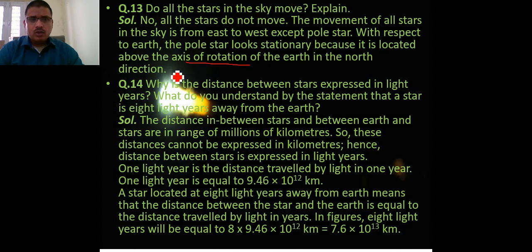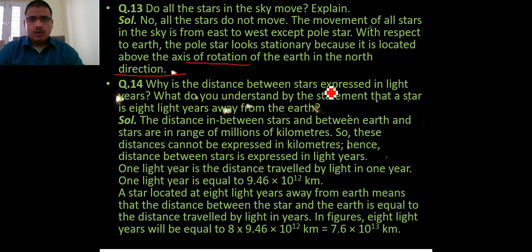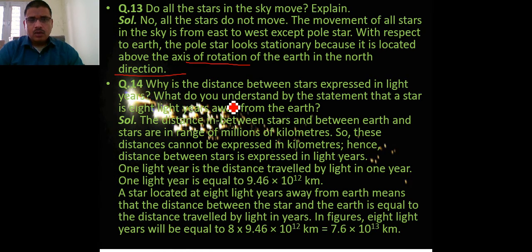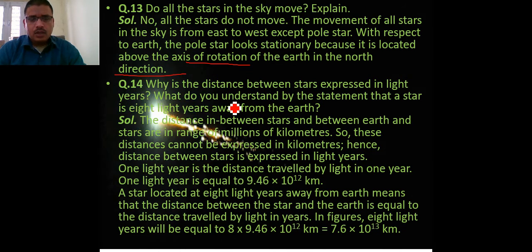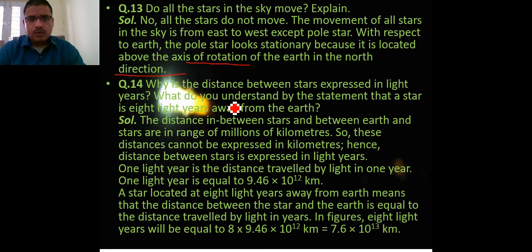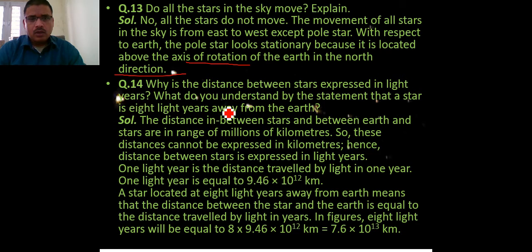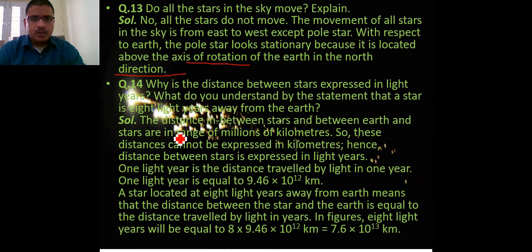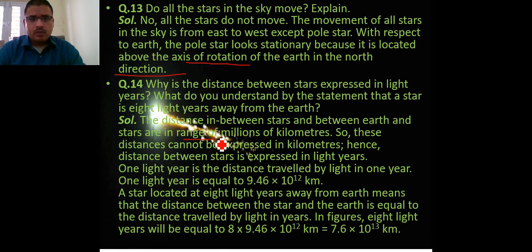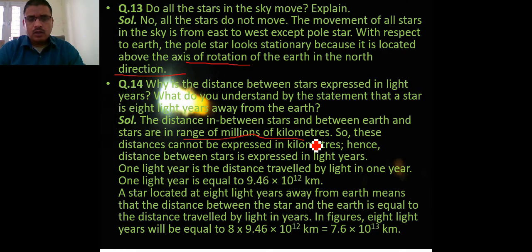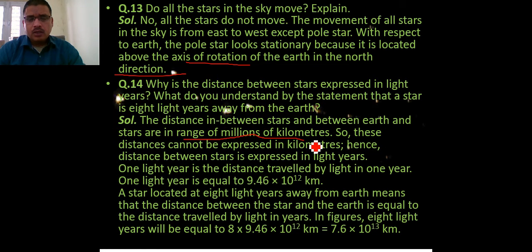Why is the distance between the stars expressed in light years? Because it is very large. The stars are at a large distance from the Earth, so it cannot be expressed in kilometers. The distance between the stars and Earth is in a range of millions of kilometers, and since that much distance cannot be represented in kilometers, the distance between stars is expressed in light years.